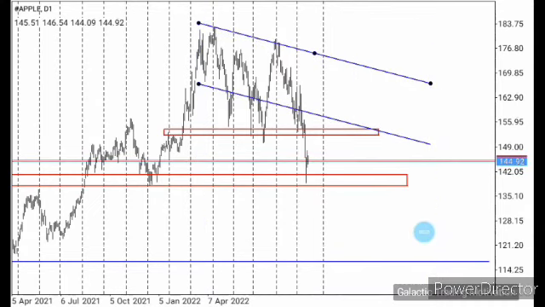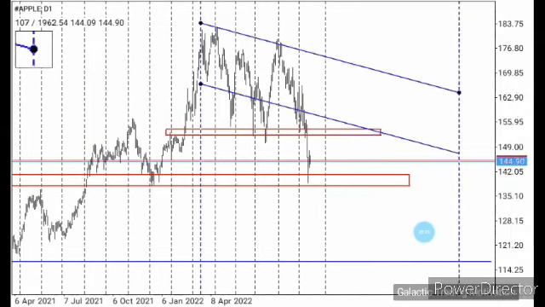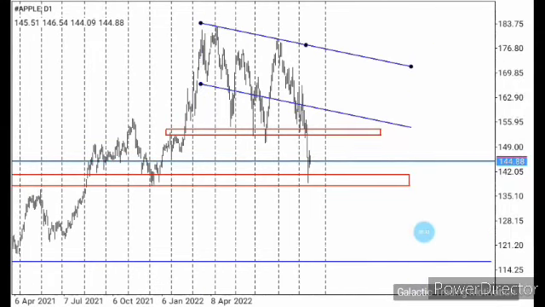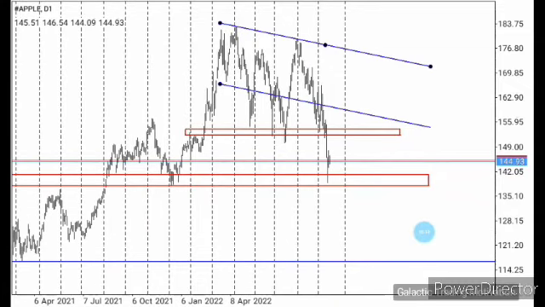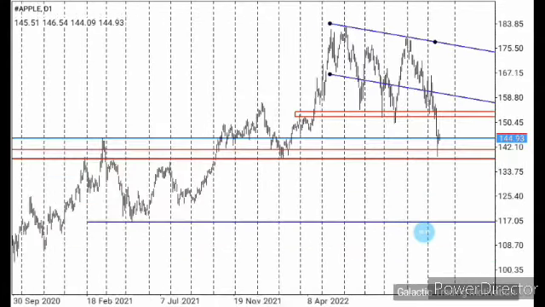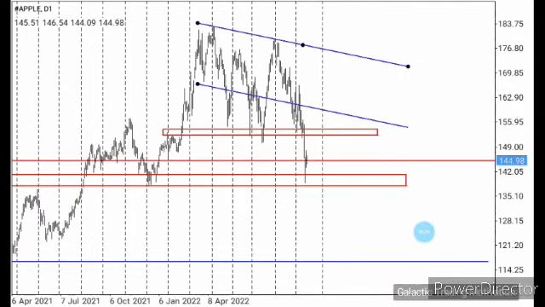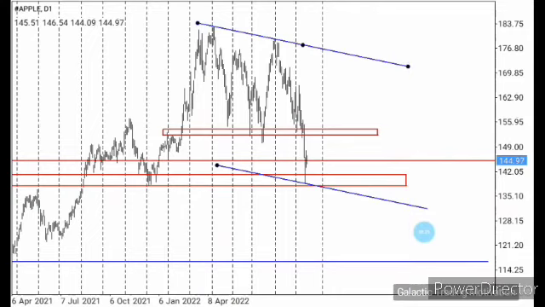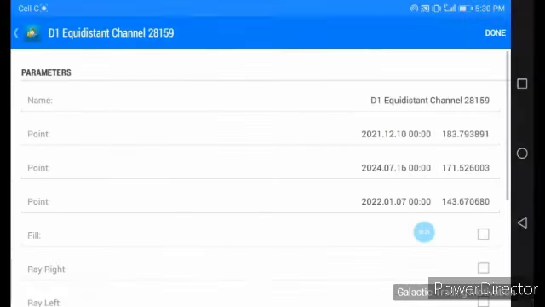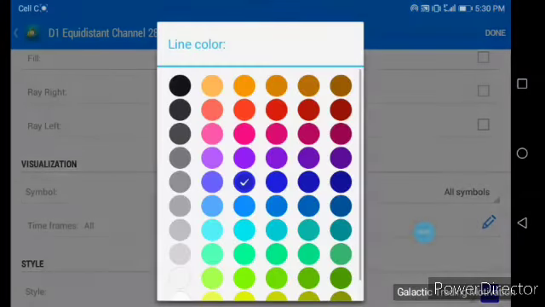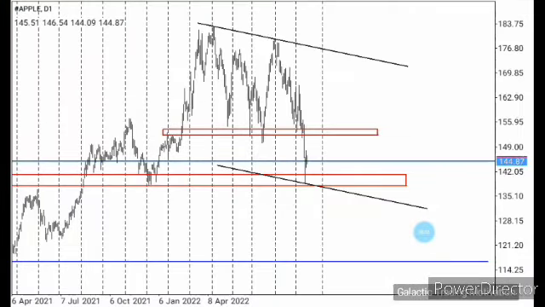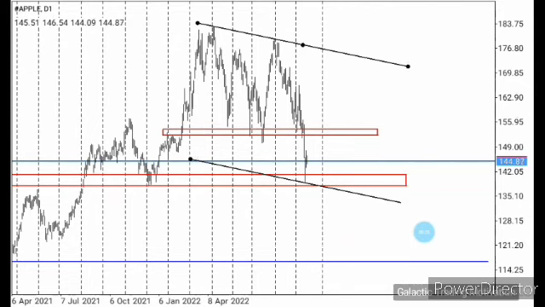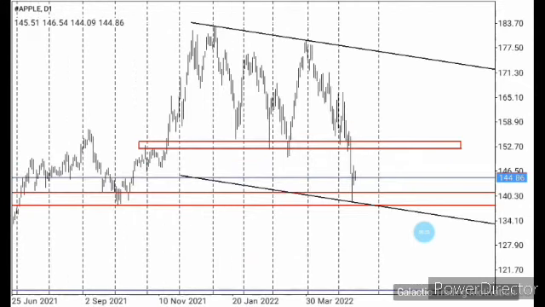We just need to ensure that all the drawings that we have on our platforms are as accurate as possible, to ensure that when we do execute, our execution is as accurate as can be. I'm just going to make it a different color. Okay, there we are. That's my daily channel. And let's have a look at the daily chart.